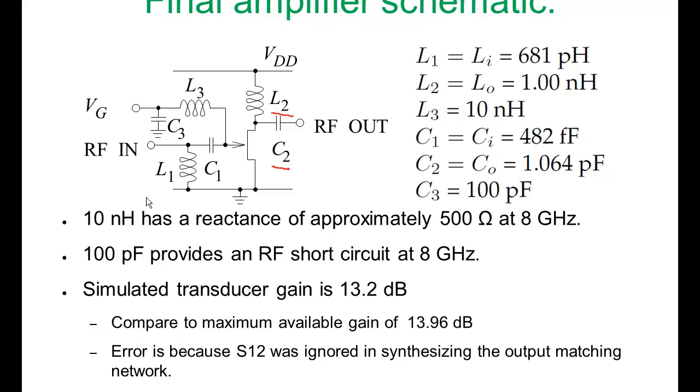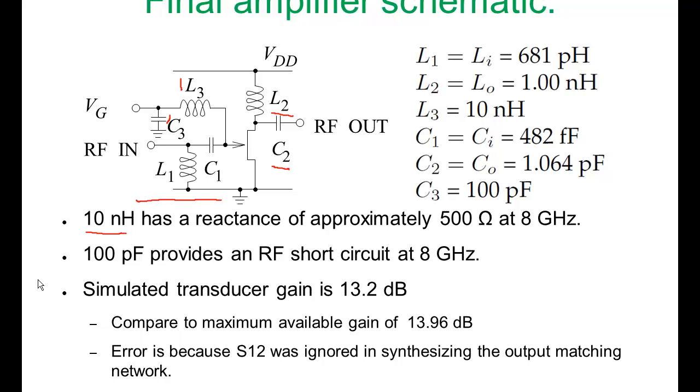We were not so lucky with the input matching network. We still need to retain L3 and C3 as our bias elements. We'll choose L3 to be a large value of inductance, and by large value in a 50 ohm system we would be looking for a reactance of about 500 ohms, and so 10 nanohenry is a good choice for that. And for the capacitor C3, we would like that to look like a short circuit at 8 gigahertz, and 100 picofarads is a good choice there. That results in about a 5 ohm impedance.